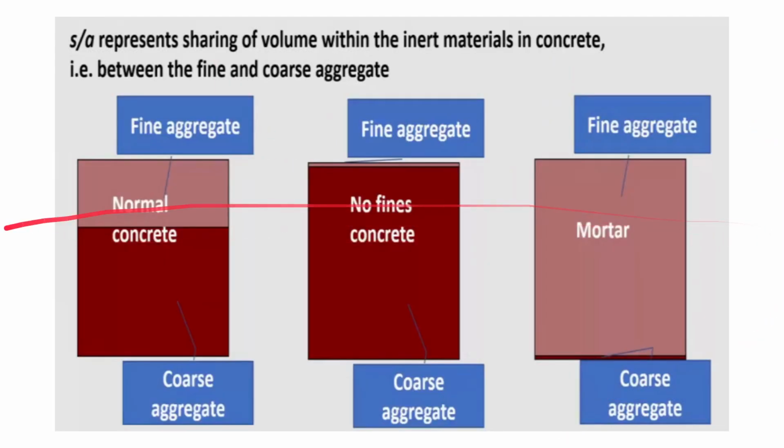So if we compare all these three, this can be seen here. S by A represents the volume sharing within the inert materials in concrete, and this helps us to distinguish between a normal concrete, no fines concrete, and a mortar. For a normal concrete, the value will be in the intermediate region between 0 and 1. In no fines concrete, the value will be closer to 0, and in mortar, the value will be very high, close to 1.